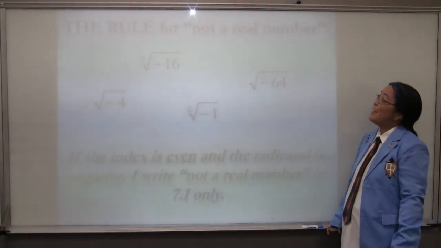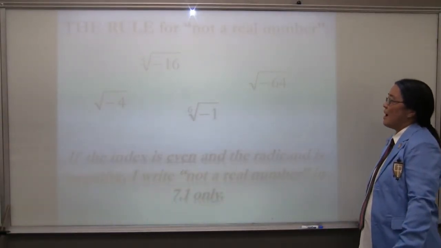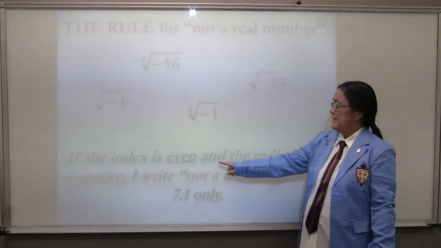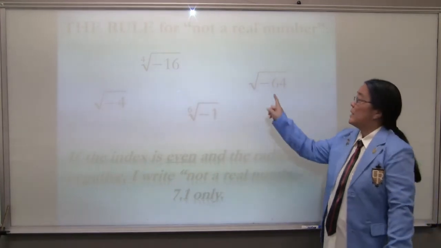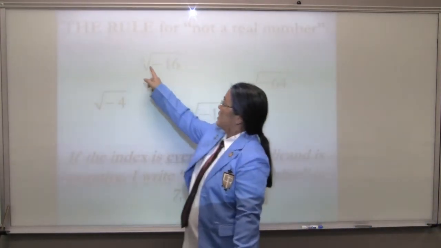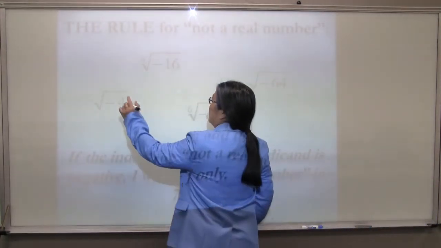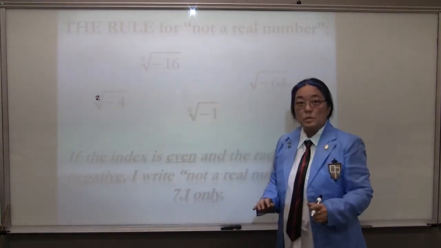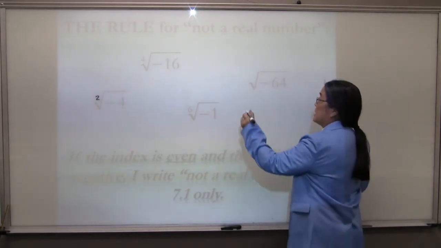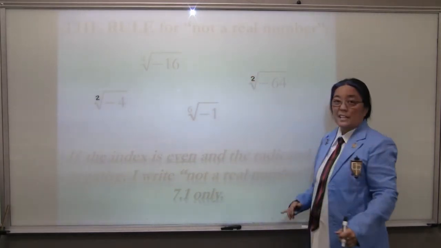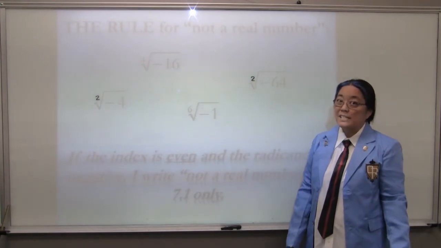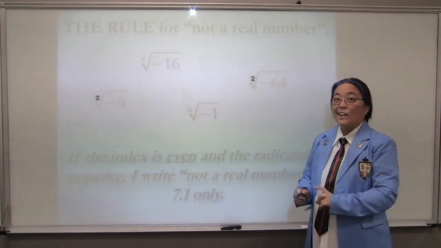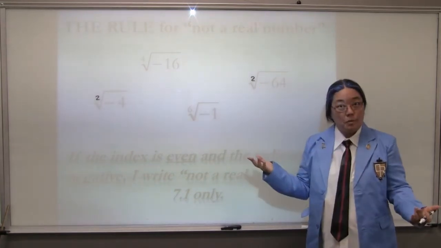Quick tip. The rule for not a real number. All of these problems here are not a real number. Why? If the index is even, what is an index number? An index number is the little number here in the corner. In this case, a square root has an invisible index number of 2. Some students choose to write that in because it reminds them that it's not a 0 or a 1 just because you can't see it. It's a square root. If you think about it, x squared has a 2 up there. A square root has an invisible 2 up there.